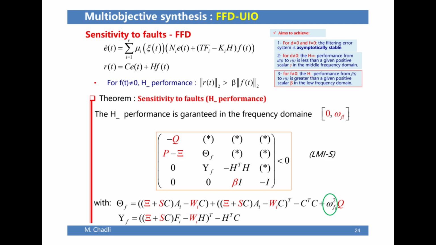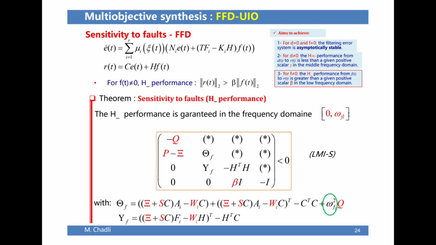So I give you the result directly, but it is a direct application of the H minus performance that I presented before. Just here, I replace the last equation by this equation, which depends on the gain of the observer, and by some mathematical transformation, we obtain these linear LMI conditions. These LMI conditions allow us to obtain the different gains of the observer. The variables are in red color here, so we can see that all the LMI conditions are in linear form and depend on beta and also on the frequency domain of the fault.